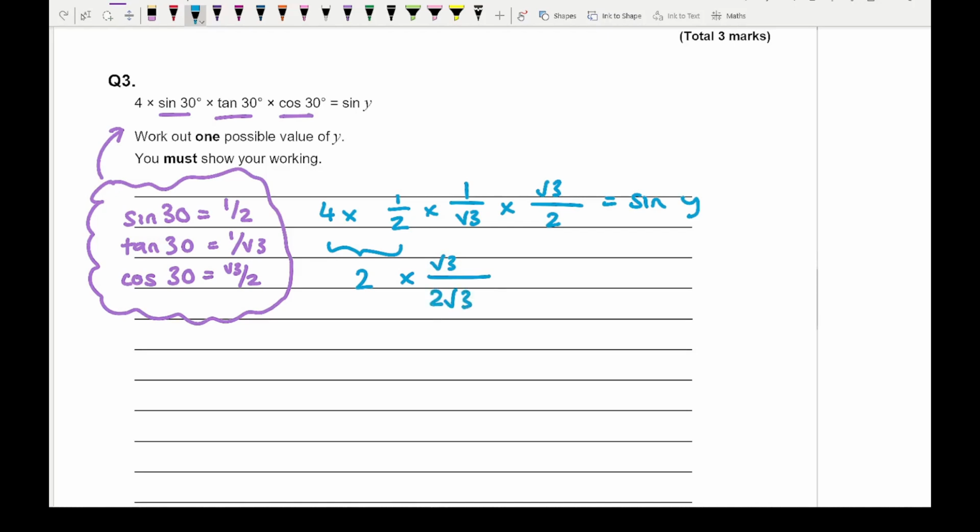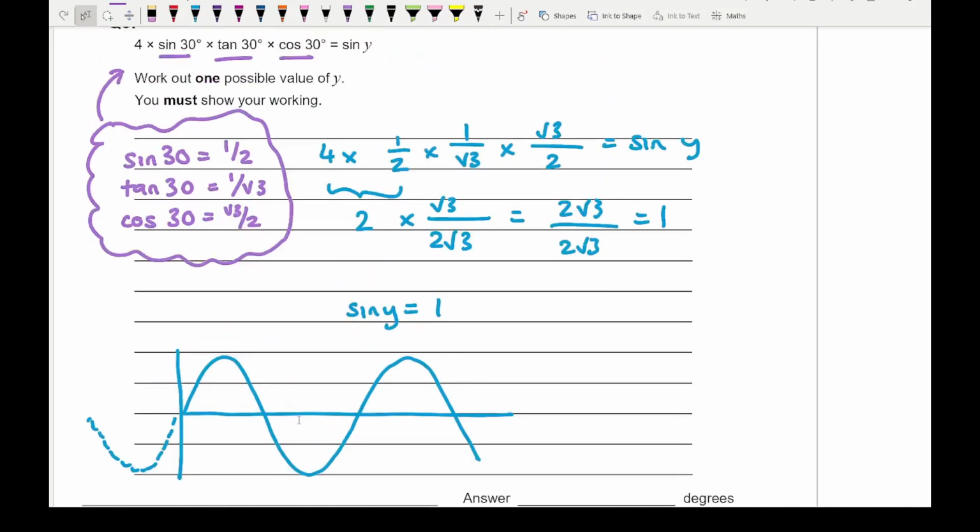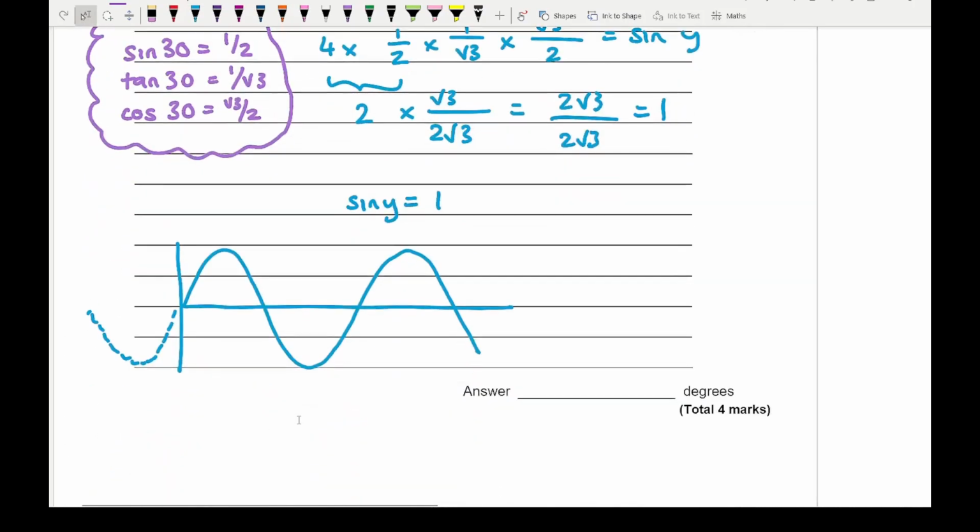Now taking the 2 over, that's just going to equal 2 root 3 over 2 root 3, which equals 1. So what that tells me is that sine y equals 1. Now if I look at the sine graph, and I'm just going to look at positive values first, the sine graph looks something like this, and it also continues into the negatives as well. I don't think it says whether y is positive or not, so here we could end up with negative values.